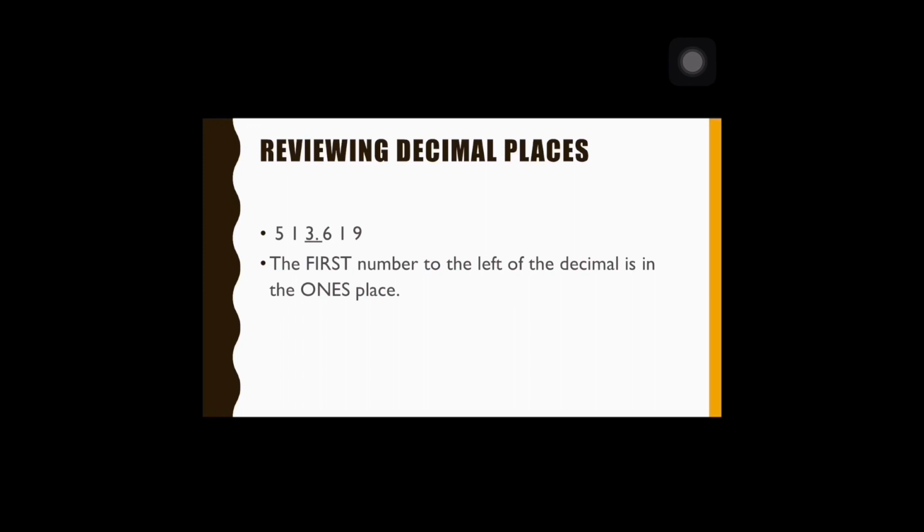So we're reviewing the number 513 and 619 thousandths. So the first number on the left of the decimal is in the ones place. So if you could put that in your blanks, ones. And then we're going to count over one time. You see how 3 is right there? That is your ones place. So you only go over one time. The number 2, this will be the answer for that blank right there, 2 places to the left of the decimal, is in the tens place. So that's going to be 1 and 2.